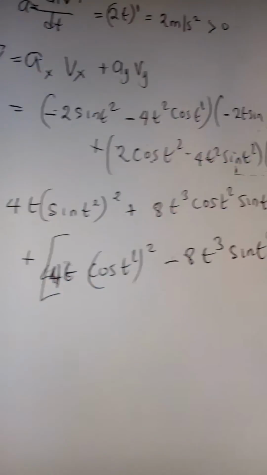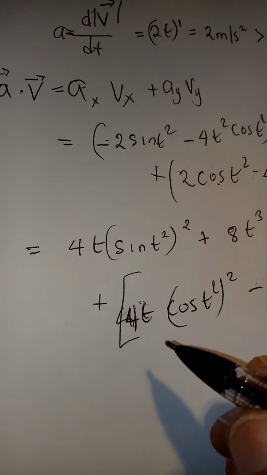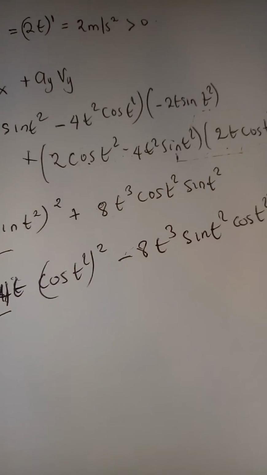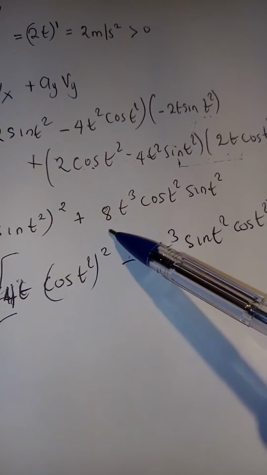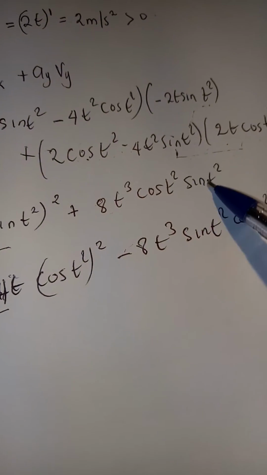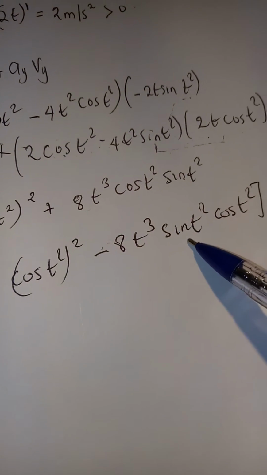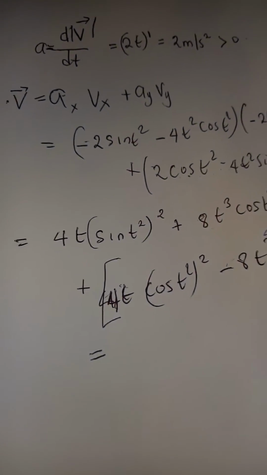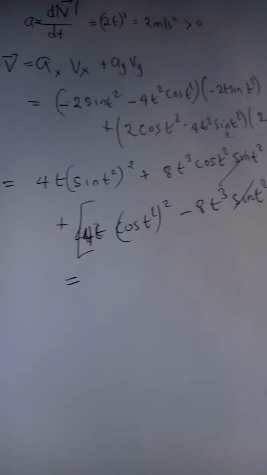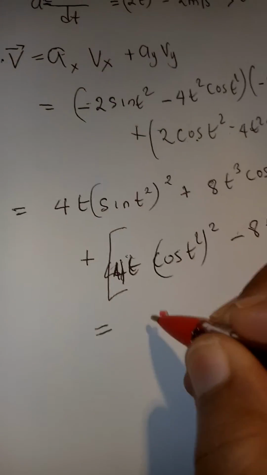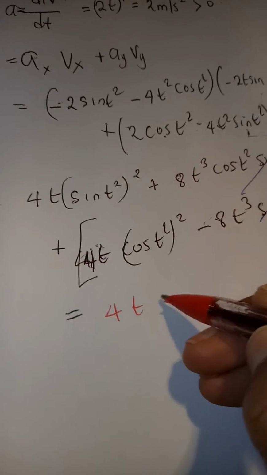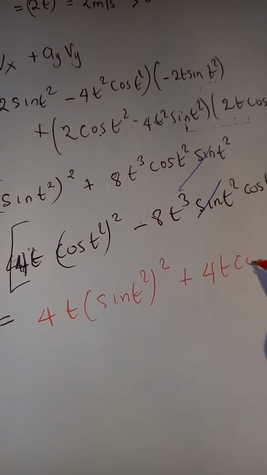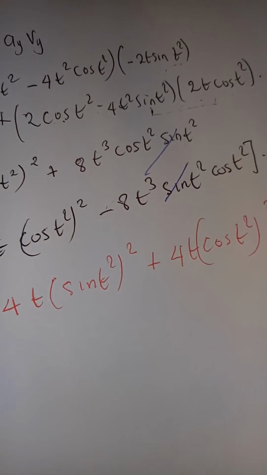Then what else? We can see that these can actually cancel themselves out, because 8t cube cosinus t square sinus t square and negative 8t cube sinus t square cosinus t square. So this can cancel, and we are left with what finally? I use a red pen so we can see that clearly. We are left with 4t sinus t square, everything square, plus 4t cosinus t square, everything square.